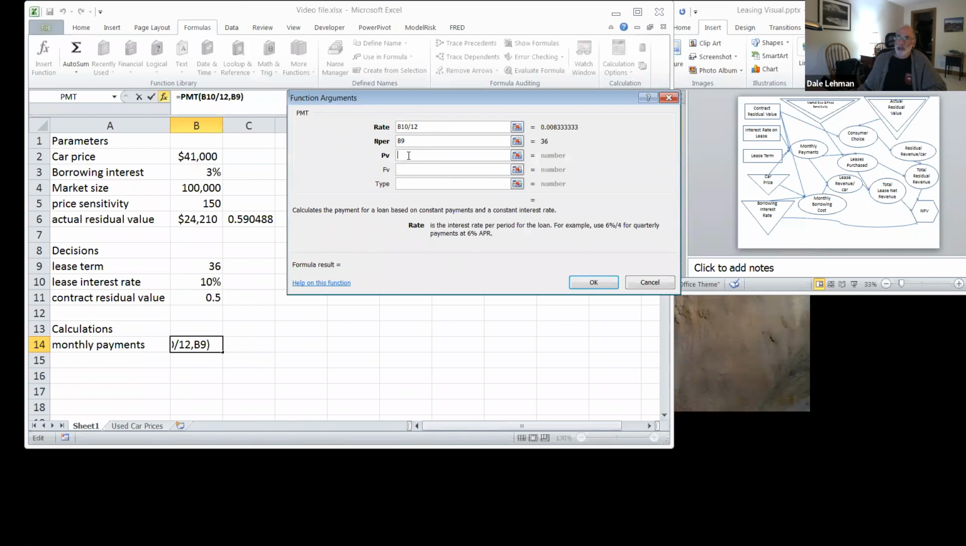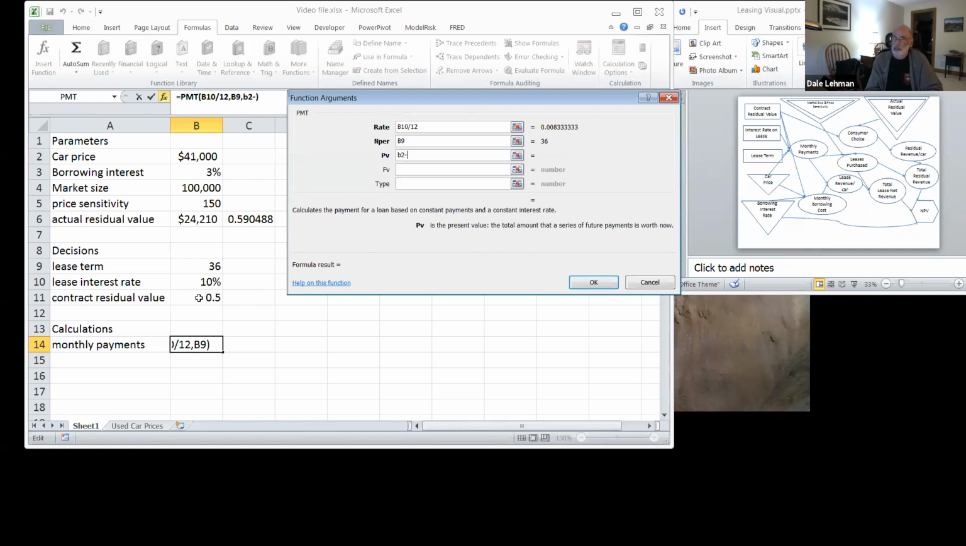This is the amount we have to finance, what it's worth today, and the amount we have to finance as a person leasing a car is I only have to finance the difference between the car price and what that contract residual value is. Because at the end of 36 months, that's when I get to decide, do I want to buy the rest of the car or do I want to return it? So I'm only financing the difference.